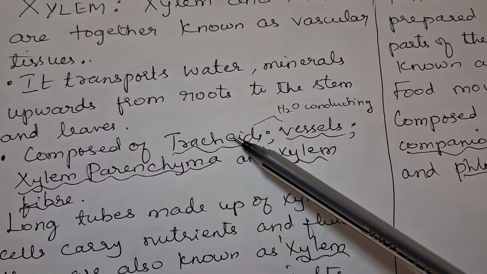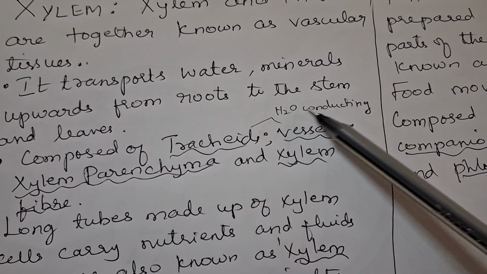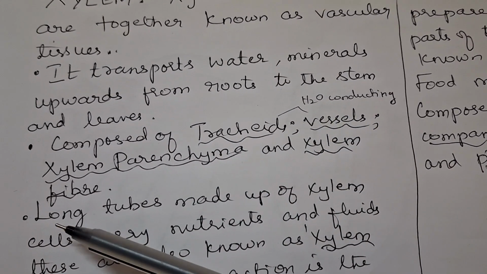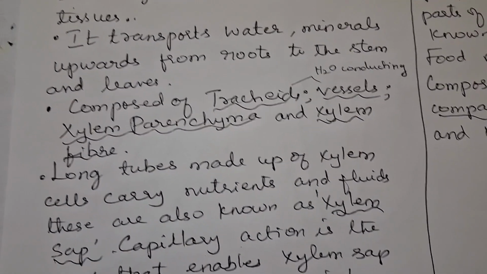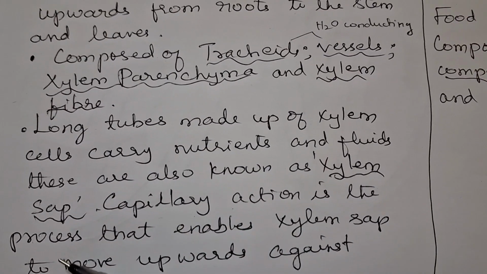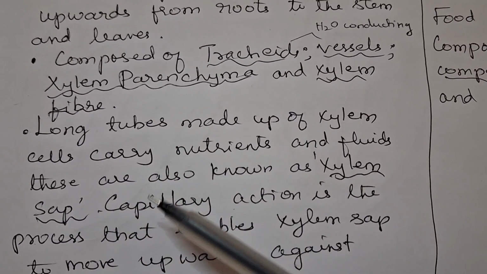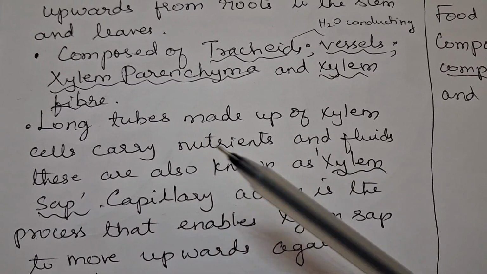Here the tracheids and vessels are water conducting. Here I have written H2O conducting in a small way. Long tubes made up of xylem cells carry nutrients and fluid. This is also known as xylem sap. Only by capillary action is this carrying of water enabled. So it moves against gravity.